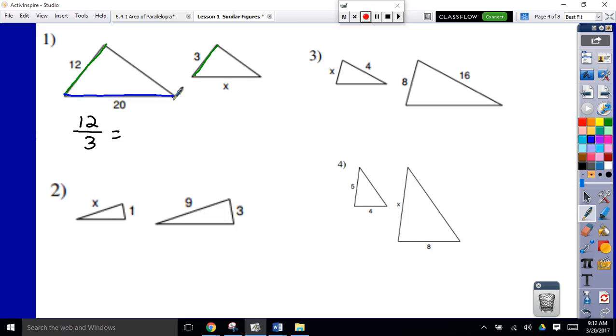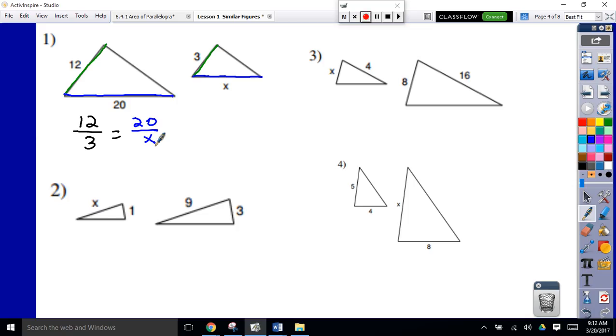Okay, let's look at the side with the 20. What side in the smaller triangle does that correspond with? Which side on this triangle corresponds with the blue line on this triangle? X. X, good. So as the second part of my proportion, I can say 20 to X. These ratios are the same because the triangles are similar. So I can use that to find out what X is.